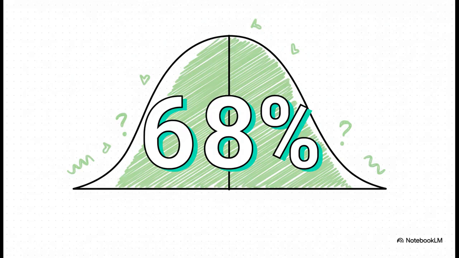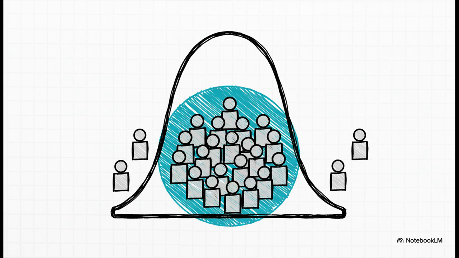So, let's bring back our first number, 68%. Where does it fit on our beautiful bell curve? It's right there in the middle, the big chunky part of the bell. It covers one standard deviation on either side of the average. This is where you're going to find most of your typical everyday results.